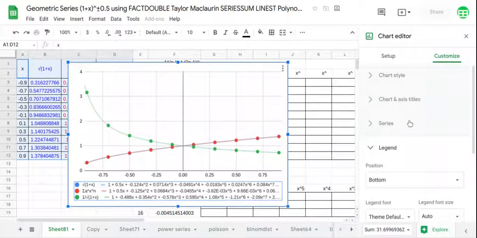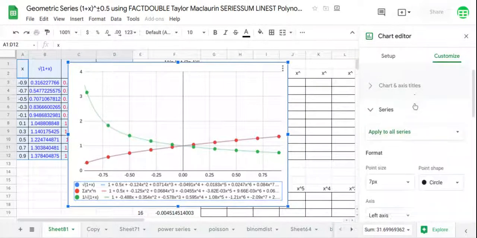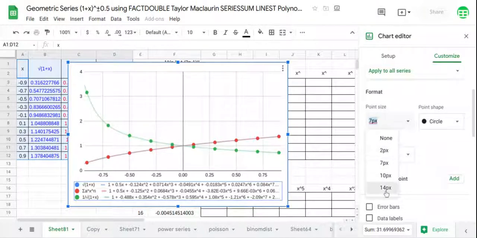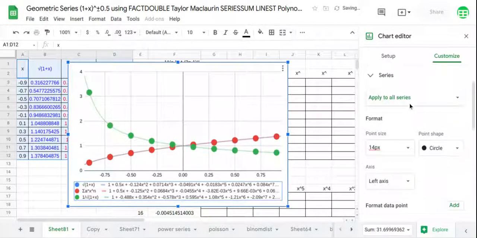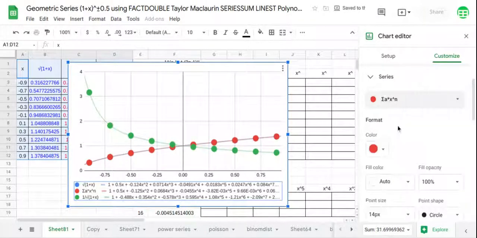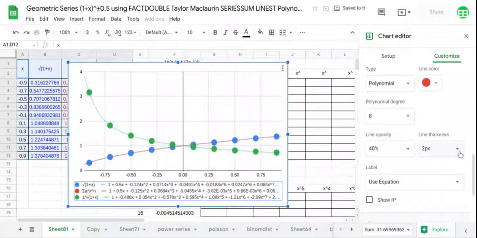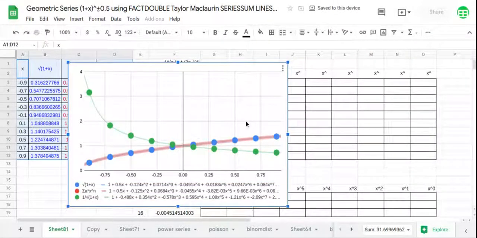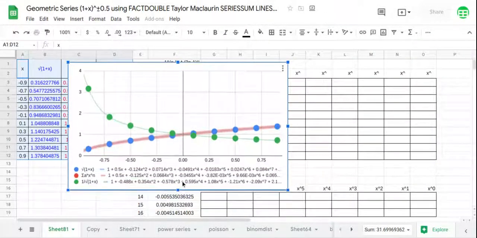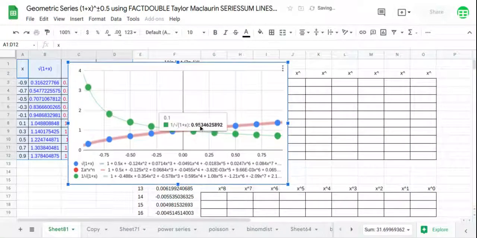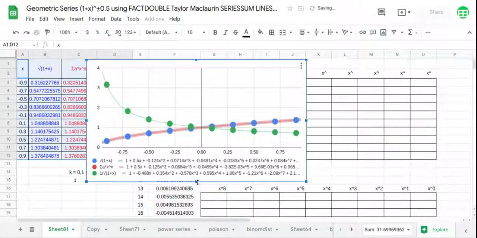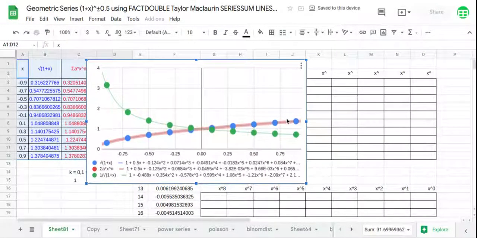Then we go back to the series. Point size will be maximum, except for the expansion. The point size should be none, but its line thickness maximum. So here's the trend line and the polynomials of the geometric series and its reciprocal.